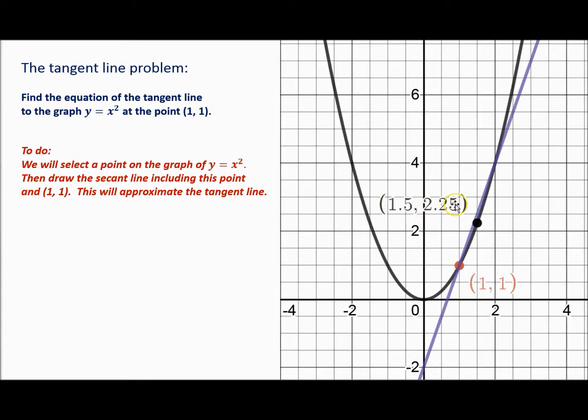I have it right here. Notice I left my purple line. I left that original one. I got rid of the labeled point, but remember that was the point (2, 4). But now I've scooted it closer. Let's look at (1.5, 2.25).